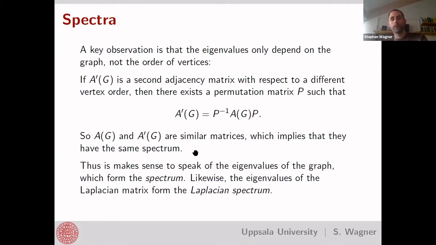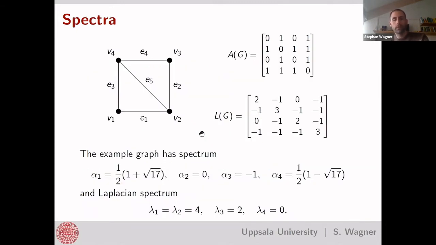Again, it's irrelevant what order of vertices we take. Here is a simple example. Again, the same four-vertex graph as before. A reminder what the adjacency matrix and the Laplacian matrix look like. And if you work out the eigenvalues, which is a fairly straightforward exercise, you get these two spectra.